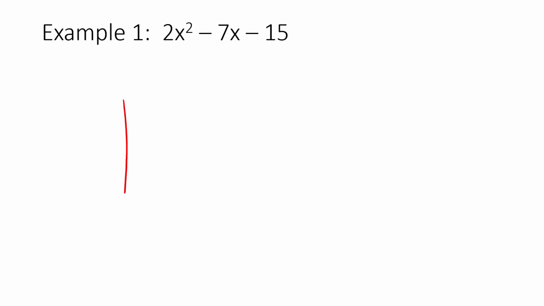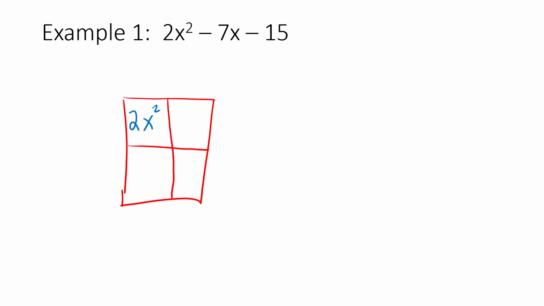If you've used the area model for your multiplication, and I teach multiplication with the area model because I want my students to be familiar with this strategy heading into it, you know that when you are filling it out, your x squared term always ends up in that upper left, and your constant term always ends up in the lower right. And so I'm going to go ahead and put those in. The 2x squared and the minus 15.